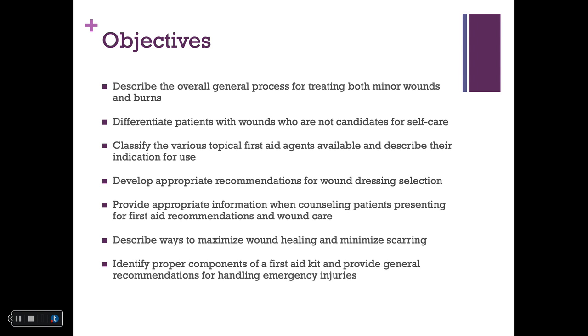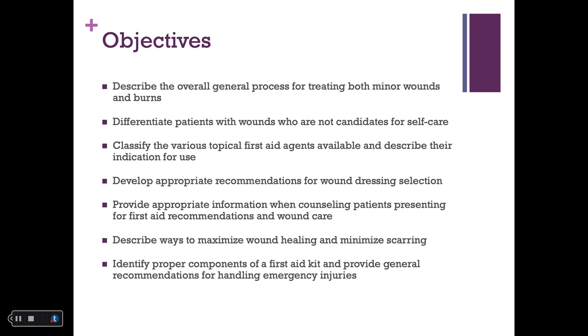Our objectives for today: we're going to talk about the general process for treating two types of minor wounds, those being a variety of wounds, but then we'll also talk about burns. We'll talk about those two conditions, and the approach is slightly different between the two. As usual, we're going to differentiate patients who are not candidates for self-care. We'll try to classify the various types of agents into categorical groupings and describe how they're used and why they would be used.